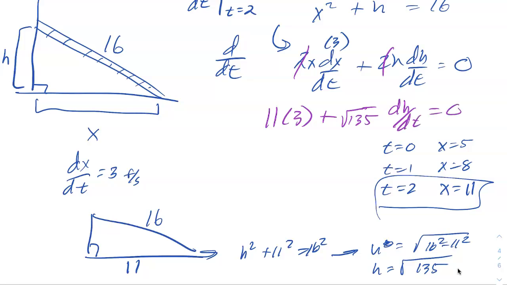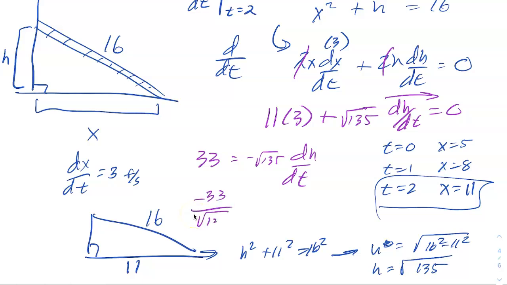So let's move stuff aside. I get 33 equals radical 135 dh/dt. Sorry, I moved it to the side, so it became negative. Right, I moved this guy over, so it became a negative. Then you divide, and you get negative 33 over radical 135, or if you want, negative 2.840 feet per second.